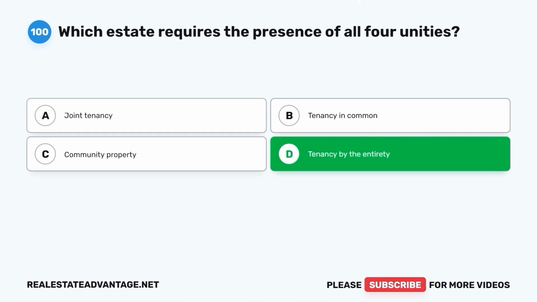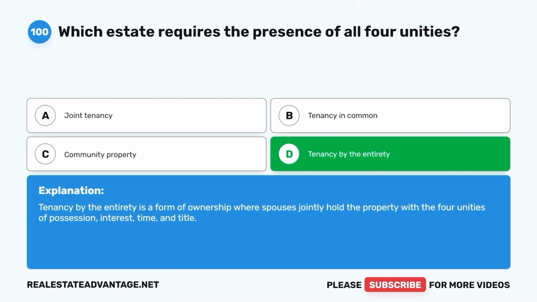Tenancy by the entirety. Tenancy by the entirety is a form of ownership where spouses jointly hold the property with the four unities of possession, interest, time, and title.